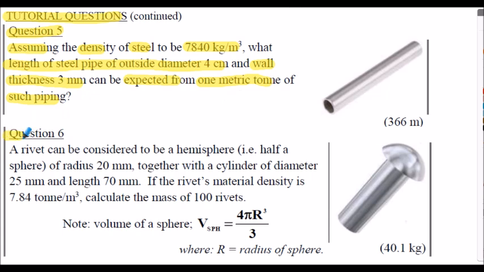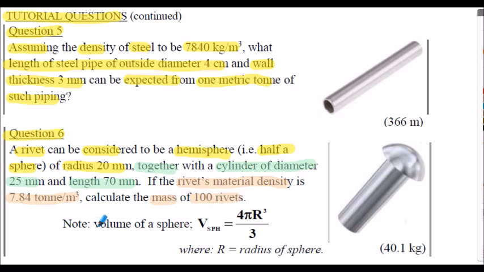And question 6, a rivet can be considered to be a hemisphere, that's half a sphere, of radius 20 millimeters, together with a cylinder of diameter 25 millimeters and length 70 millimeters. The rivet's material density is 7.84 tons per meter cubed. Be careful with the density given. We've got to calculate the mass of 100 rivets.